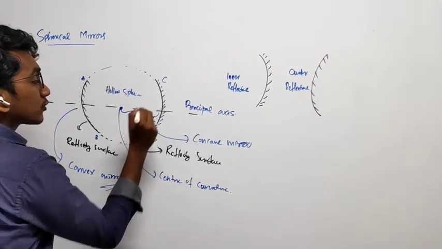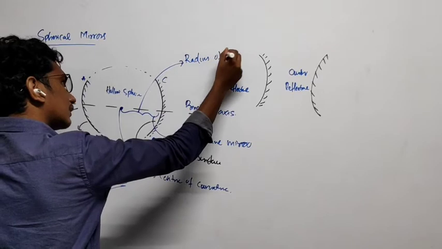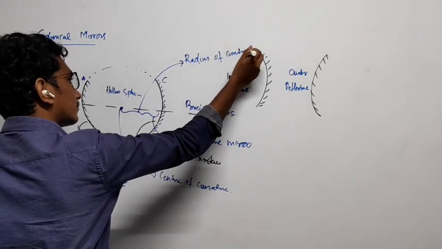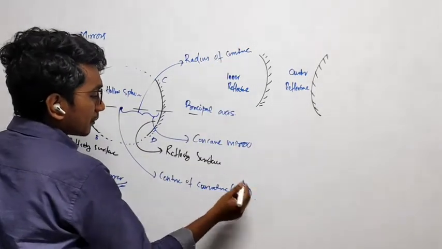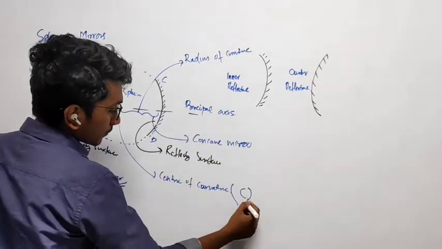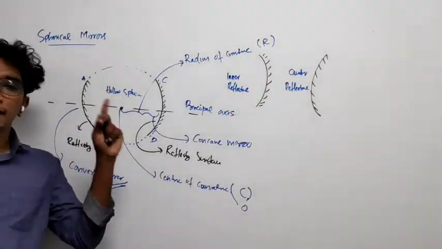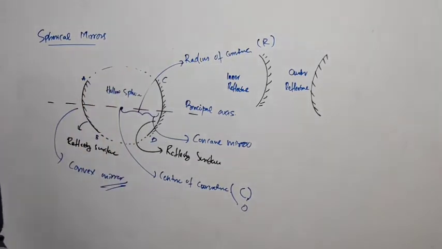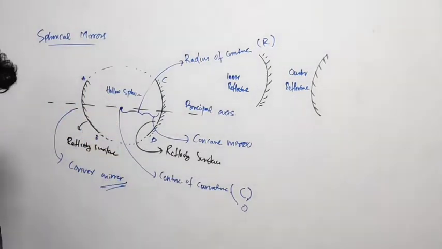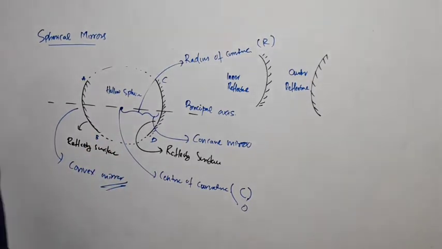So we have the center of curvature and the principal axis. And what about the radius of the sphere? That is known as the radius of curvature. This is the center of curvature, which we represent by C, or we can represent it by O also. Radius of curvature we represent by R. You know it is the radius of the sphere, but we consider it as the radius of curvature of the mirror. So we discussed the principal axis, the radius of curvature, and the center of curvature.